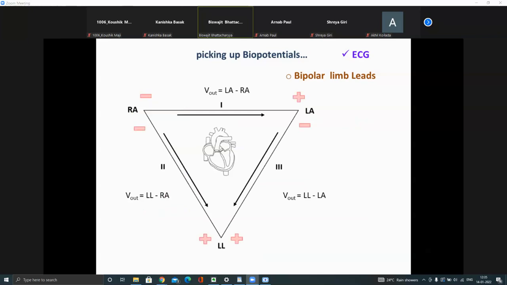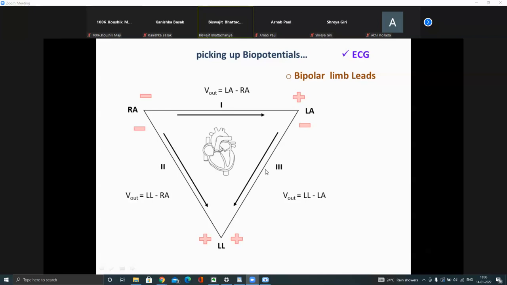So now if you see the lead voltages, the lead 1 voltage is left arm minus right arm. Lead 2 voltage is left leg minus right arm. And lead 3 voltage is left leg minus left arm. So the voltages are shown this way.